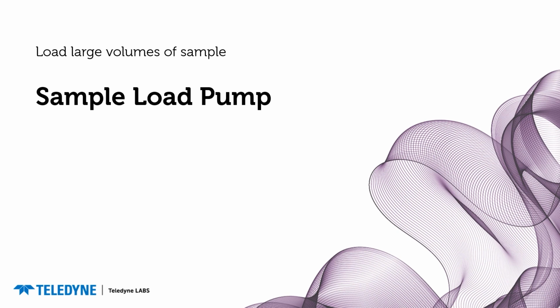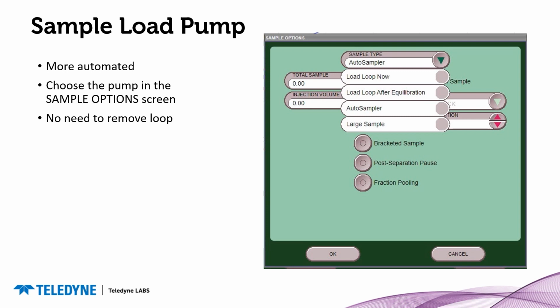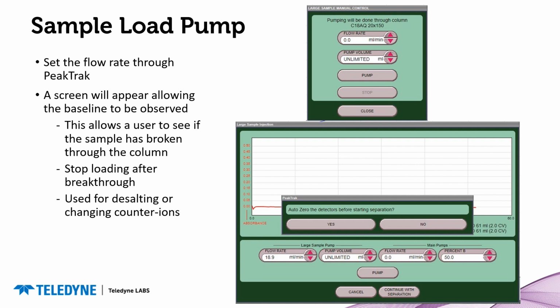The large sample load pump is very useful for working with biomolecules. It can be used to load dilute samples. The sample load pump is more automated, so all loading operations are run from the ACCQPrep screen. The pump is chosen via the sample type drop-down, and the flow rate and pumping volume are set on the HPLC. The HPLC pumps can be run at the same time to potentially prevent phase collapse when loading aqueous samples if some strong solvent needs to be pumped.